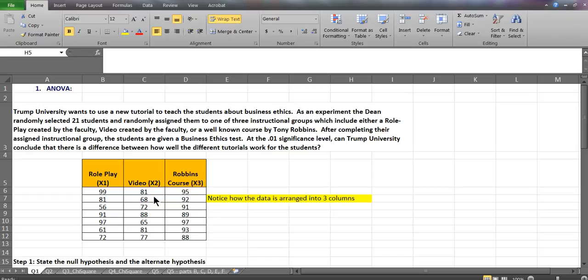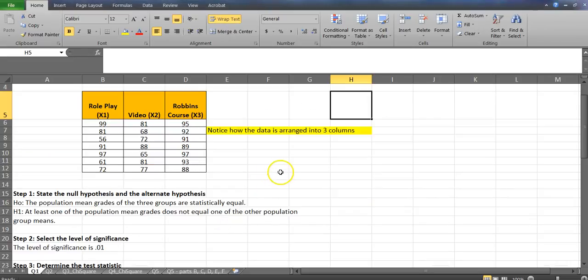The first thing you should notice for this problem: there's 3 groups, so it's an independent variable with 3 levels, and there's one dependent variable, the business ethics test. This should clue you in that I'm probably going to have to use an analysis of variance. And to do that in Excel, and this is only in Excel, you have to arrange your groups in columns. So there's 3 groups, there's 3 columns. Make note of that, and that's a hint for the final exam.